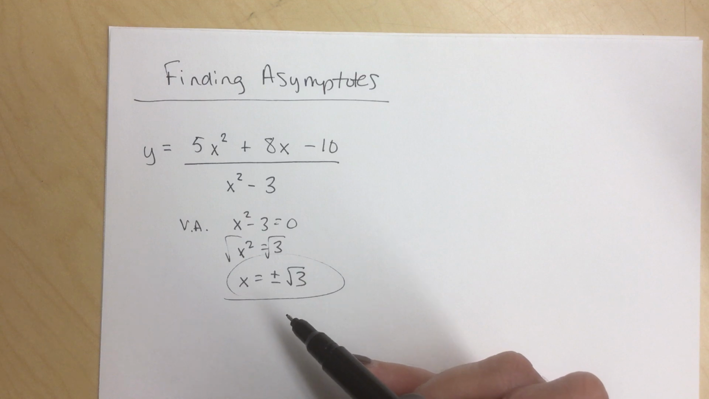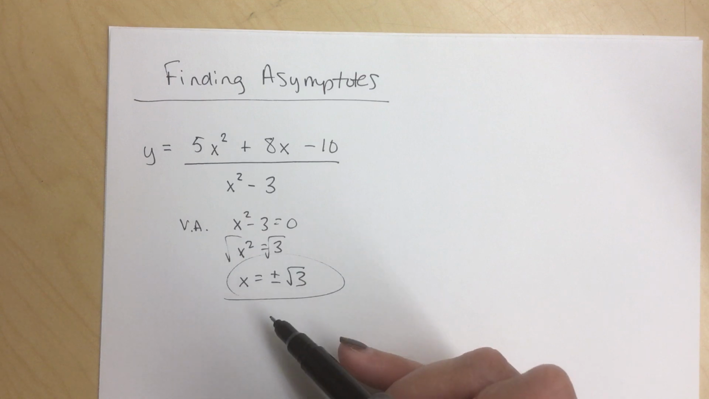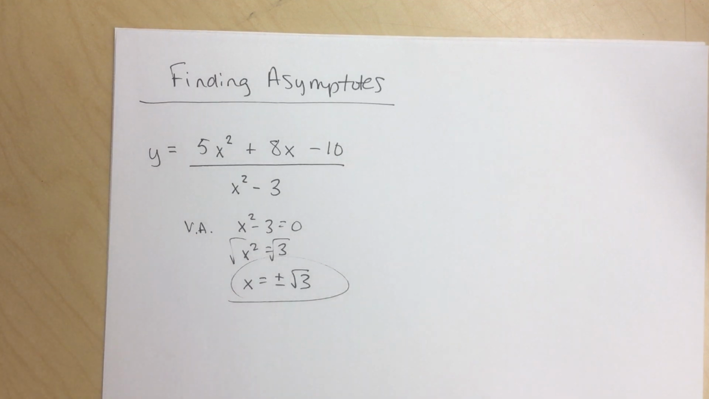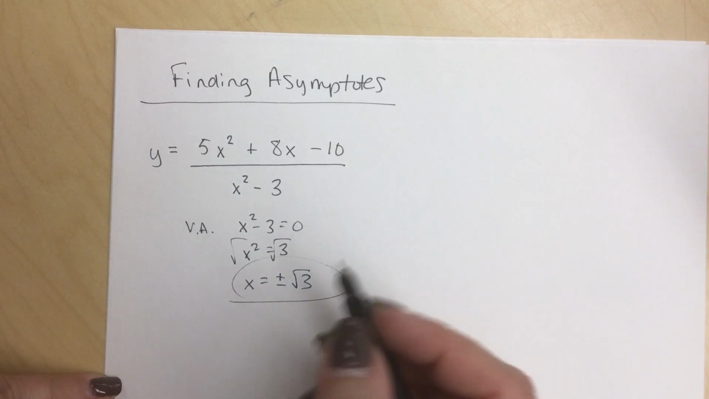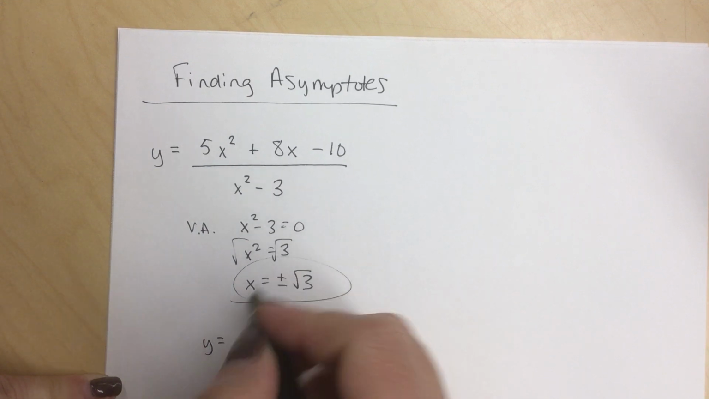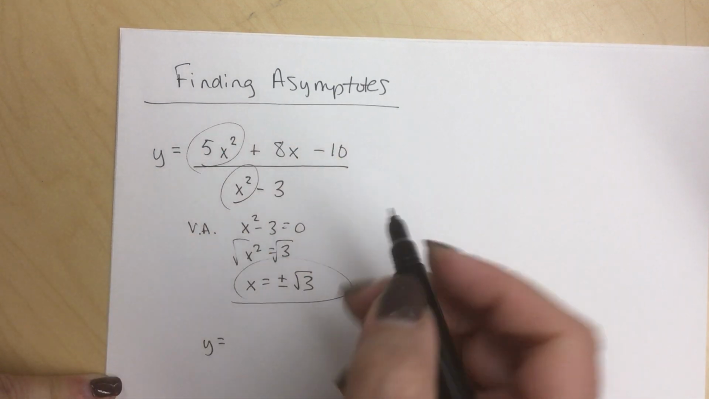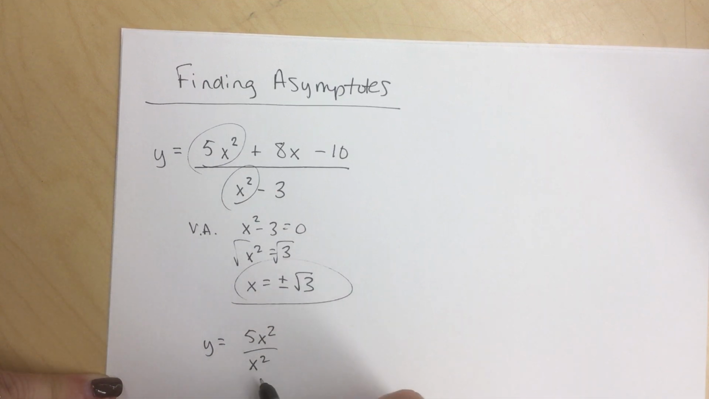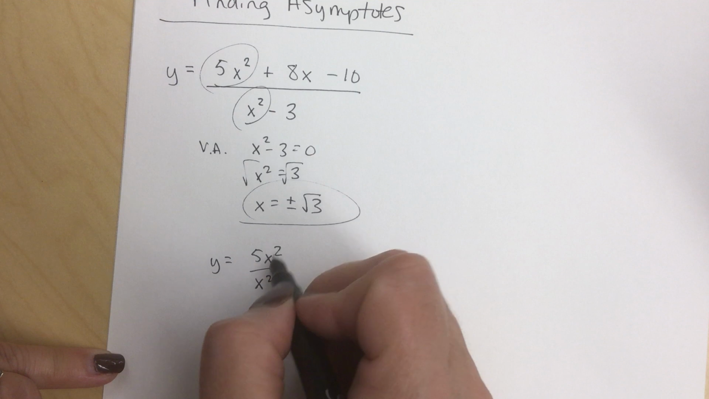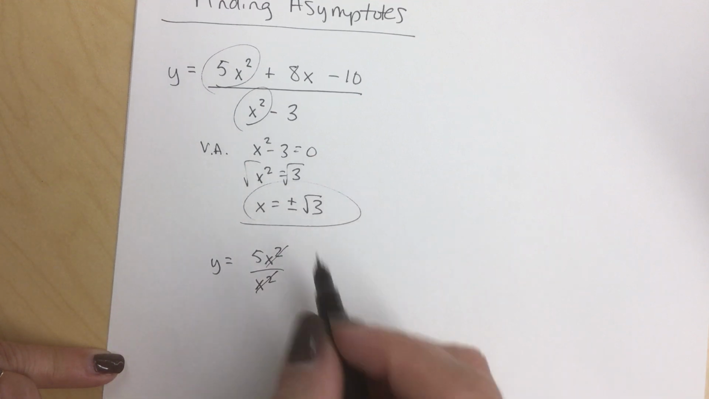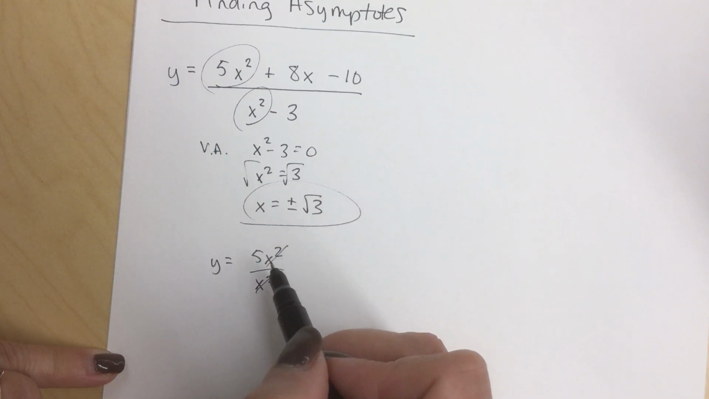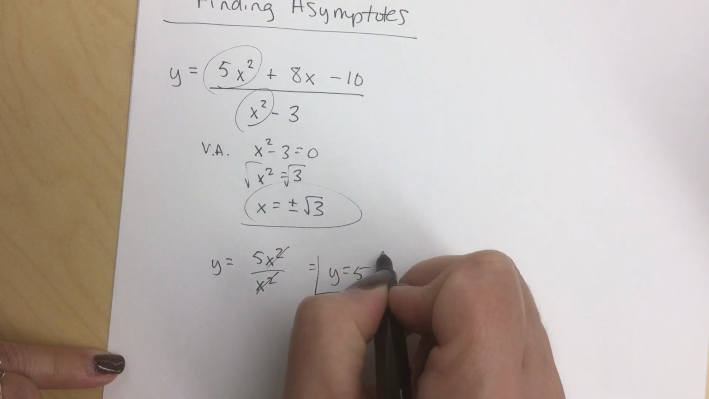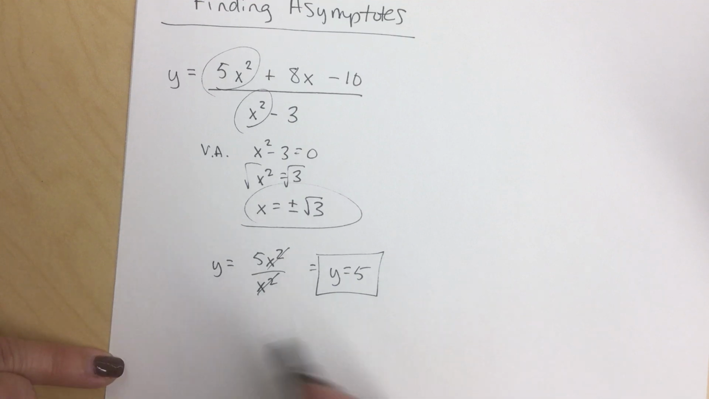If you don't know if that's vertical or horizontal, that's not as big a deal as knowing that it's x equals this. And then x equals a number makes a vertical line. Okay, so then for your horizontal, y equals, and you take your highest exponent on top and bottom, so 5x squared divided by x squared. The x squares cancel out, or you can just say because the x squares have the same degree on top and bottom, you just use the coefficients. So y equals 5 is your horizontal asymptote.